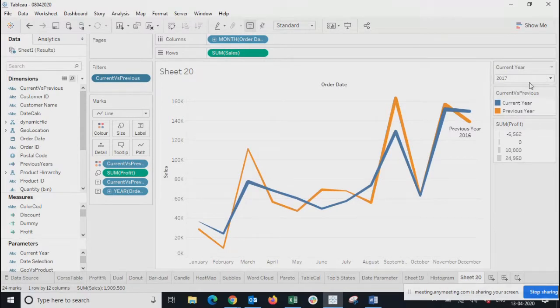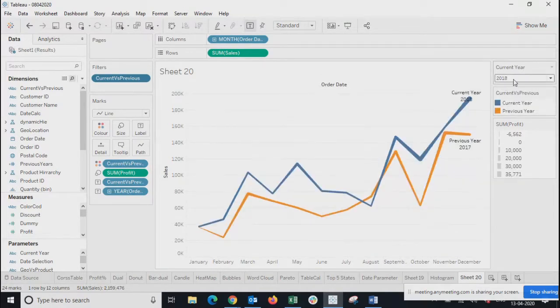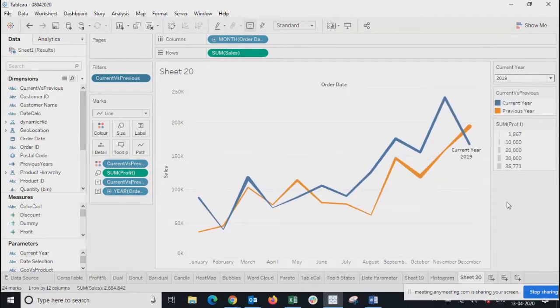And this is a very common requirement, right? I mean, wherever there are projects wherein we compare the trend, it is a very common requirement.